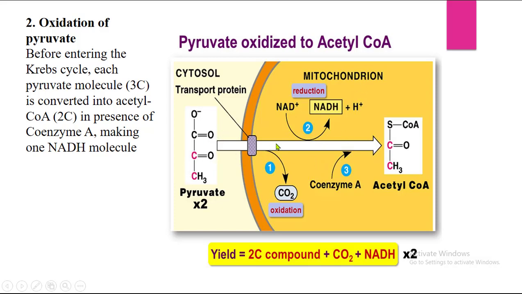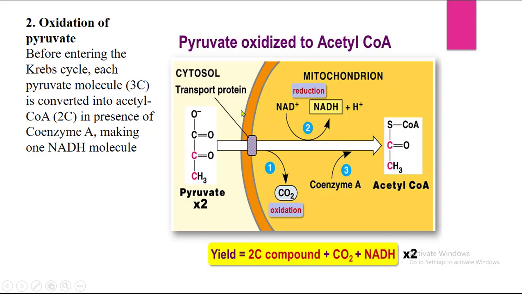So what happens actually, before entering the Krebs cycle, each pyruvate molecule, there are 2 pyruvate molecules, each of them is converted into acetyl-CoA, which is a 2 carbon containing compound, in presence of coenzyme A, making 1 NADH molecule. So here you can see the yield is a 2 carbon containing compound with the release of carbon dioxide and 1 NADH molecule. This NADH molecule is going to yield ATP in the electron transport chain.